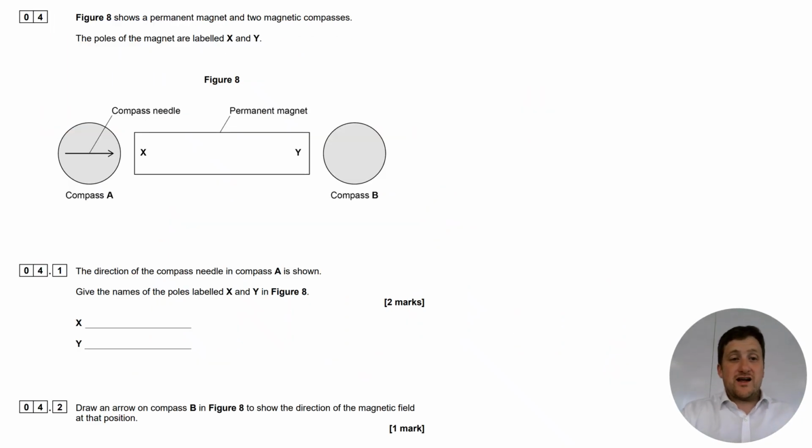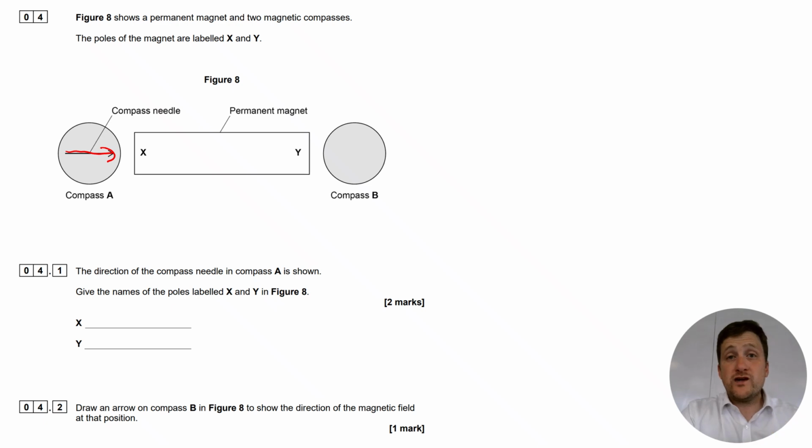Okay, now we have a question about magnets. It shows a permanent magnet and 2 magnetic compasses. Important for this is understanding. So we're going to look at the question first. Well, actually, we're not going to look at the question at all, sorry. We're going to look at the figure. The figure is really important because it's got 2 compasses and it's got a magnet in the middle, but it doesn't say north or south on it. But it does have a compass on it, and the compass has an arrow pointing towards X.